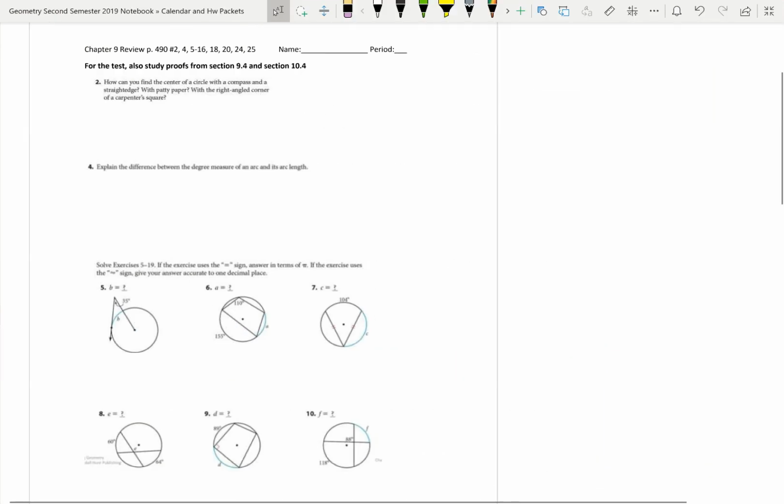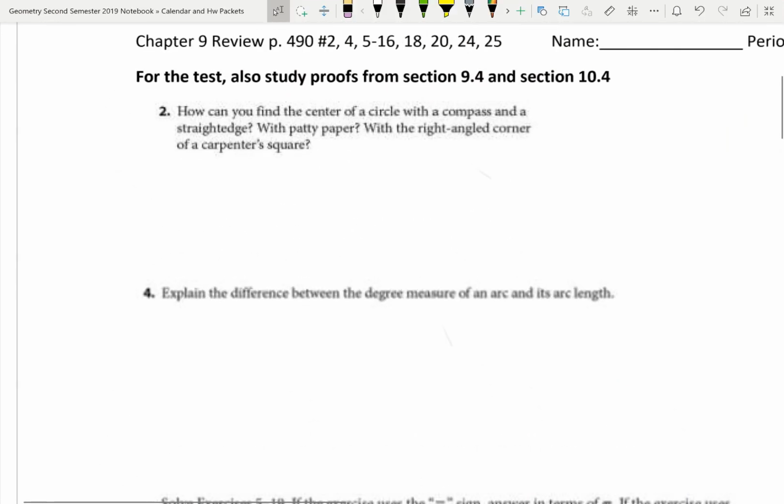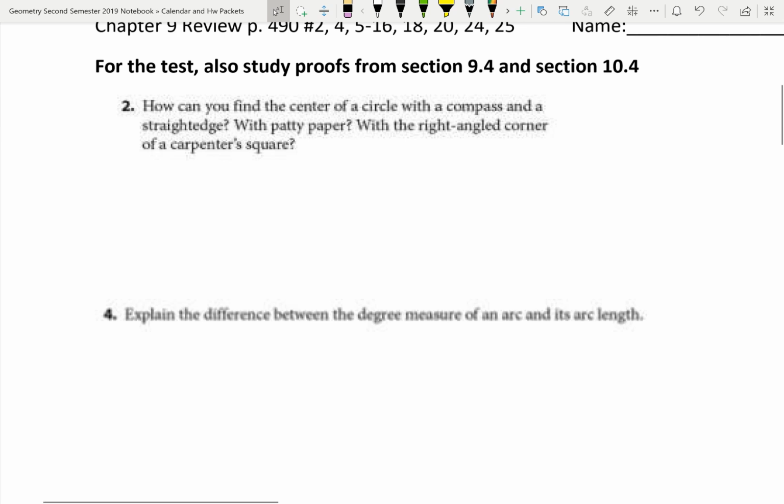This video will go over the Chapter 9 review homework, starting with number 2. How can you find the center of a circle with a compass and a straight edge, with patty paper, and then with the right angled corner of a carpenter's square? So possible answers could be, with a compass and straight edge, you would draw two non-parallel chords and construct the perpendicular bisectors, the intersection of the perpendicular bisectors being the center of the circle.